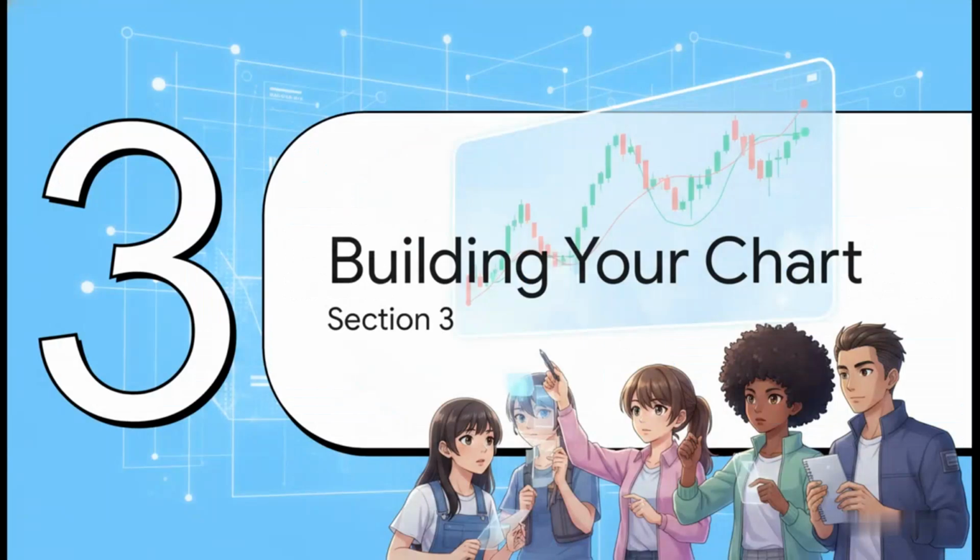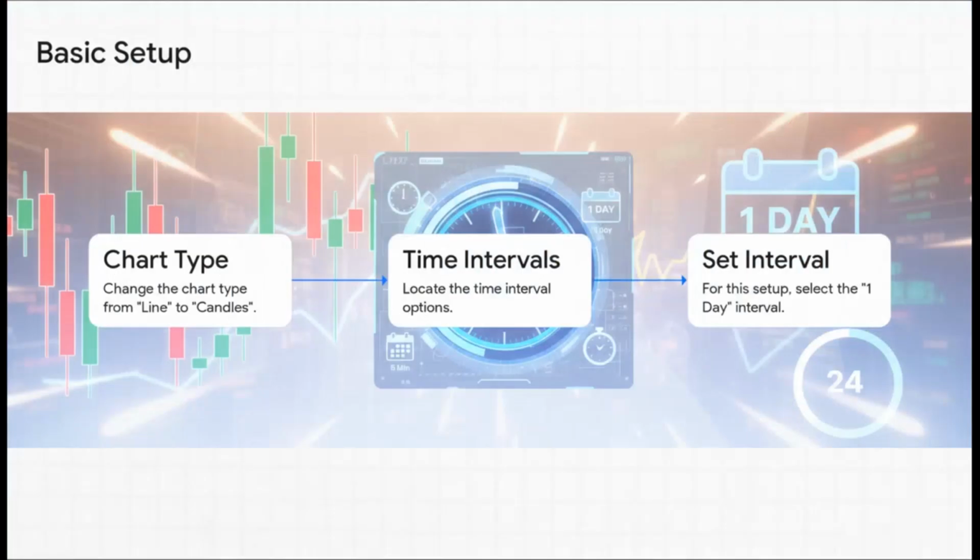Okay, so you should be looking at a blank chart right now. Let's make it useful. Before we add any of the fancy indicators, we've got to set up the basics so you can clearly see and understand what the price is doing. First things first, switch the chart type from line to candles. See, a line chart just connects the closing prices, but candlesticks give you the whole story: the open, the high, the low, and the close for each period. It's way more info. Next, find your time intervals. For this foundational setup, we're choosing the one-day chart. That's going to give us a solid medium-term view of how the stock is behaving.